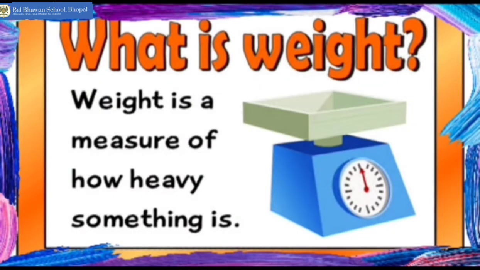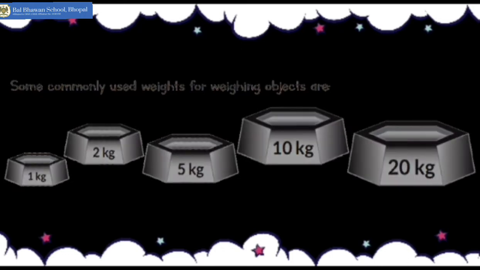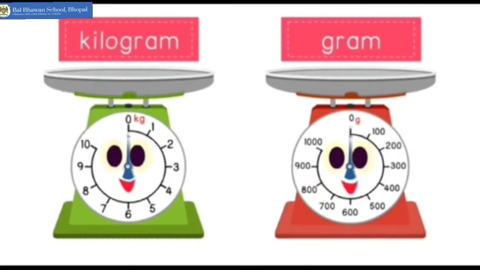What is weight? Weight is a measure of how heavy something is. These are some commonly used weights for weighing different objects which we see in real life. It has 1 kg, 2 kg, 5 kg, 10 kg and 20 kg in this picture mentioned on these weighing bars. What do you mean by kg? Grams and kilograms are the standard unit to measure mass or weight.